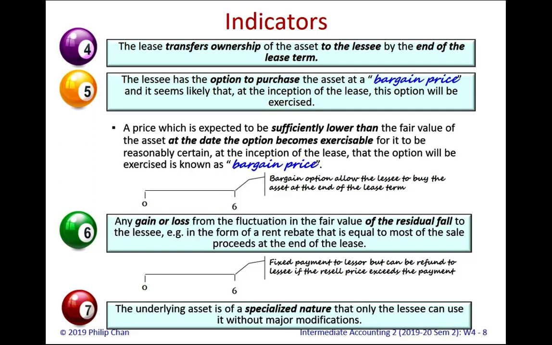So if it is so special that no one can use it except the current lessee, then that would imply that the lease term would be more or less equal to the asset's useful life. Okay, so we've run through 7 of them. So far, you may be surprised that we don't even have any calculations, except, of course, when you compare lease term with the useful life, which is a simple calculation. But we're going to have a relatively more difficult calculation now.